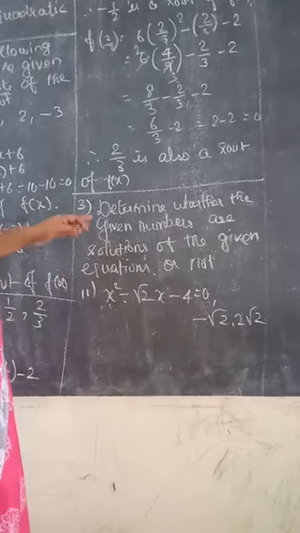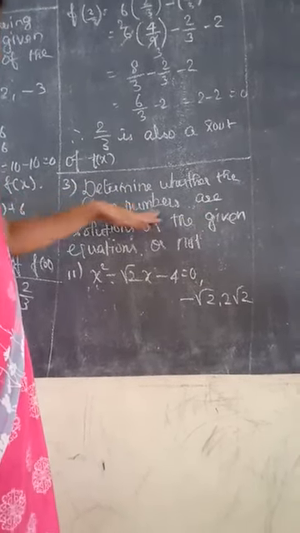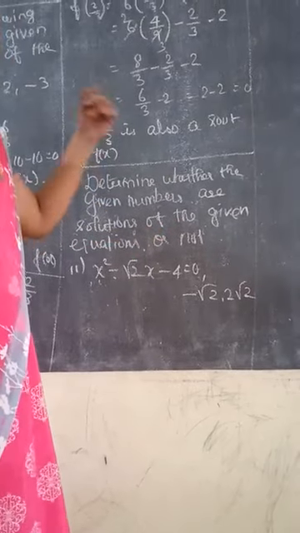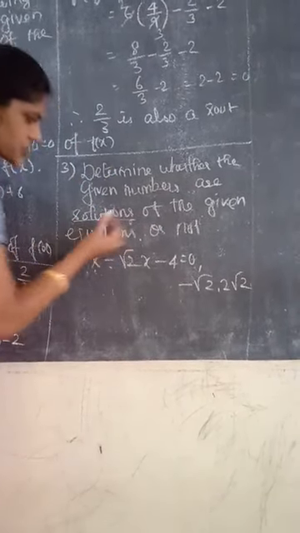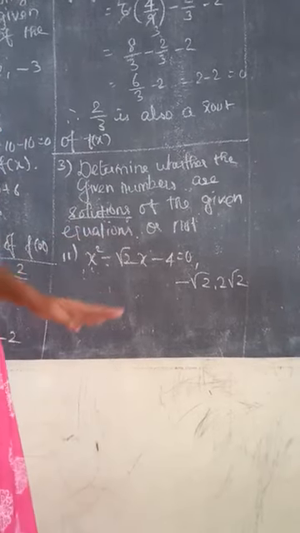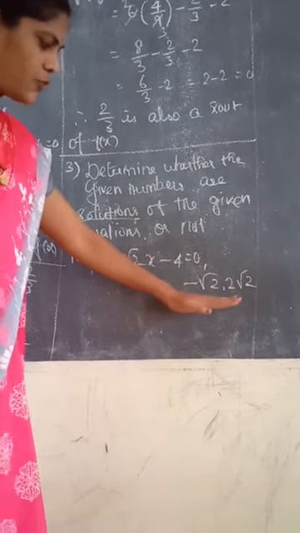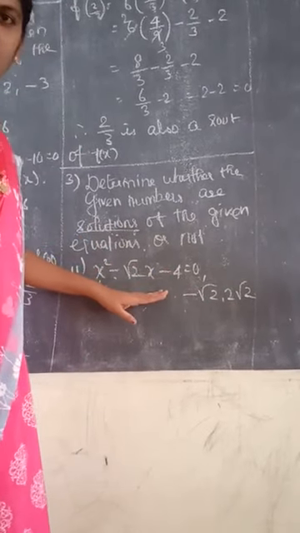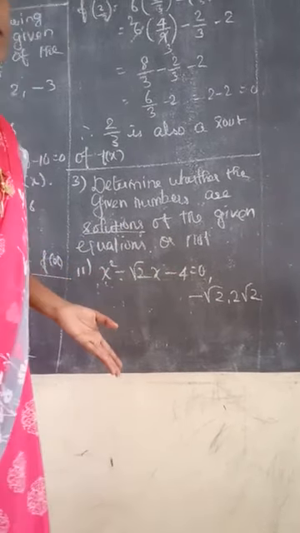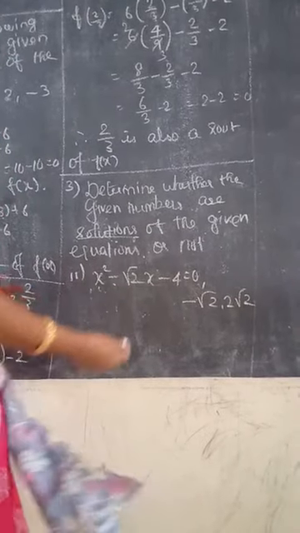Okay, third question. Determine whether the given numbers are solutions of the previous sum. They asked whether these are the roots of this sum. They mentioned solution, which is nothing but roots, the same. Here we have minus root 2 comma 2 root 2. You need to substitute the numbers in the quadratic equation. If the answer is 0, automatically that is the solution of the given quadratic equation.